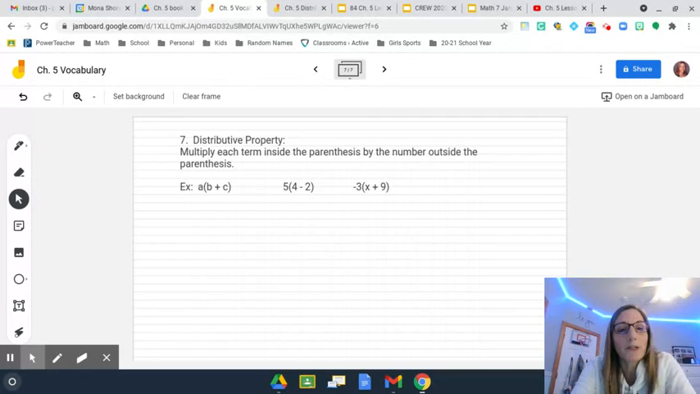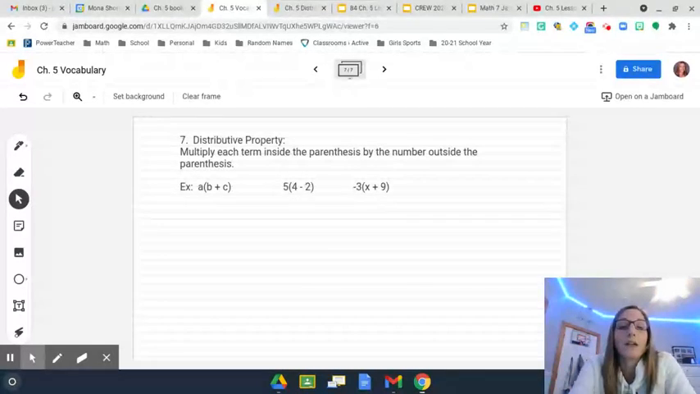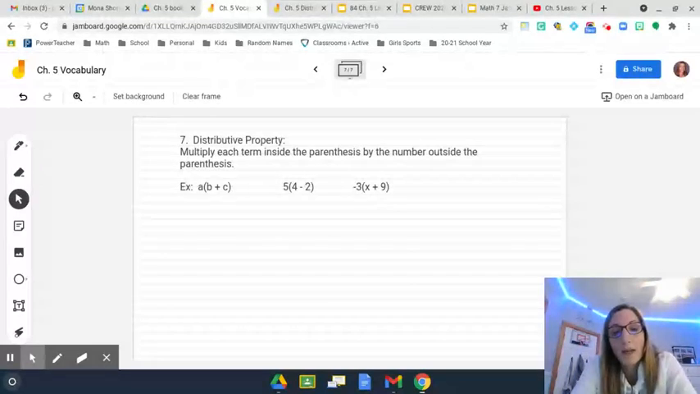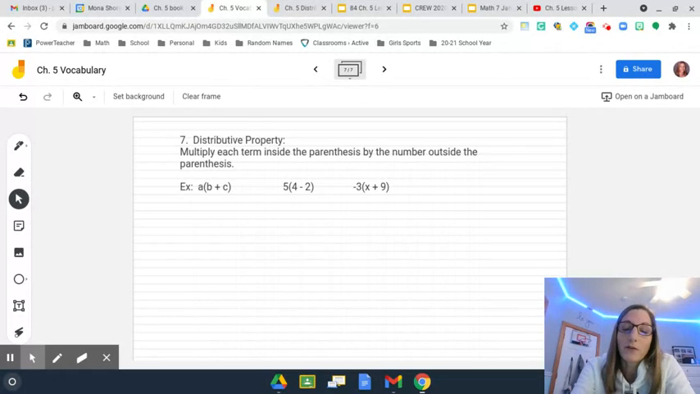So distributive property is when we multiply each term inside the parentheses by the number outside the parentheses. So I just gave you a few examples, and these were examples that you just saw in the video. So for example, just using letters, a on the outside, that variable, you would take and multiply that by everything inside, which is b plus c. Second example, 5, and you would take that 5 and distribute it and multiply it by everything inside the parentheses, 4 minus 2. And then lastly, negative 3 on the outside of the parentheses, you would distribute that and multiply by everything inside, x plus 9. So those are examples for sure that you're going to see.